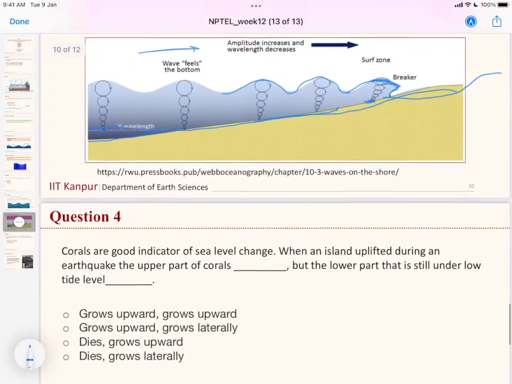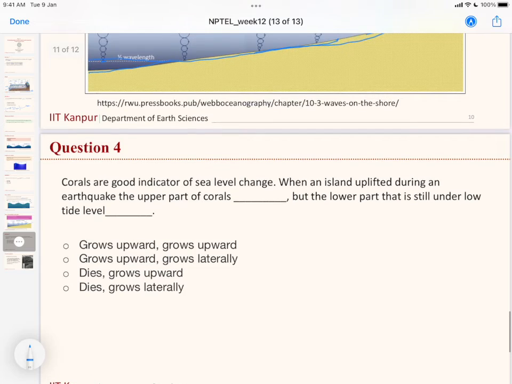So moving ahead, this is the last question of this session, and after that, if you have any other question, we can discuss it. This question says that corals are good indicators of sea level change. When an island is uplifted during an earthquake, the upper part of the corals dash, but the lower part, that is still under the low tide level, dash.